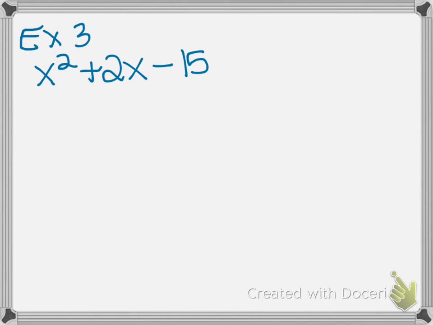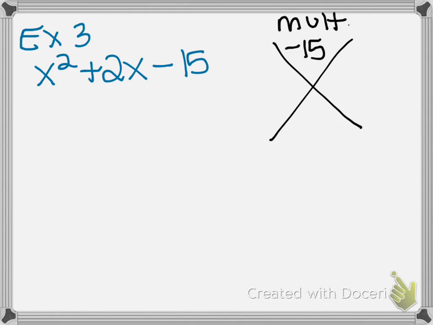All right, let's take a look at one more example. Okay, so same thing. Let's draw our x. We need to figure out what's going to multiply to give us our c term, so this last term, negative 15. Don't forget that negative sign. Okay, and then what's going to add to give me that middle term, that b term too.